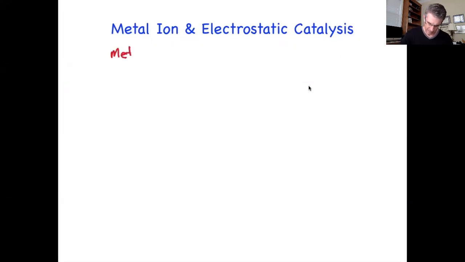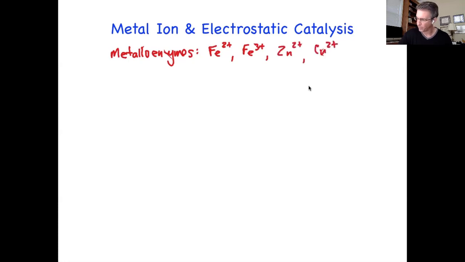So the metalloenzymes often use metals like iron, iron 2, iron 3, zinc is common, copper, right? Metals, these aren't always used in enzymes that you would call metalloenzymes, cobalt, right? But frequently when an enzyme uses one of those metals, it's a metalloenzyme, right? It's important not just for the catalysis, but for the structure and stability of the enzyme itself.